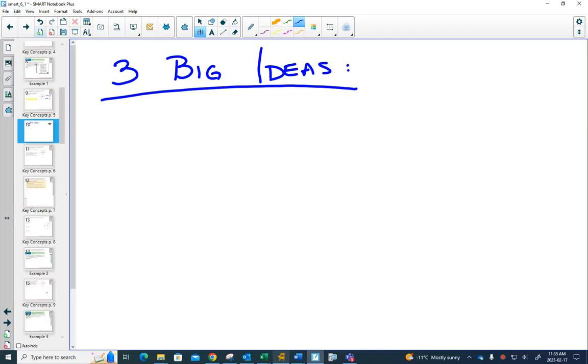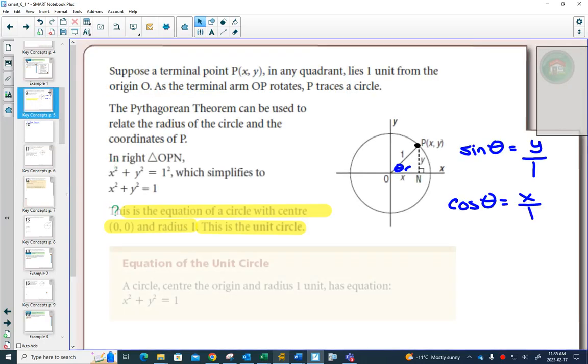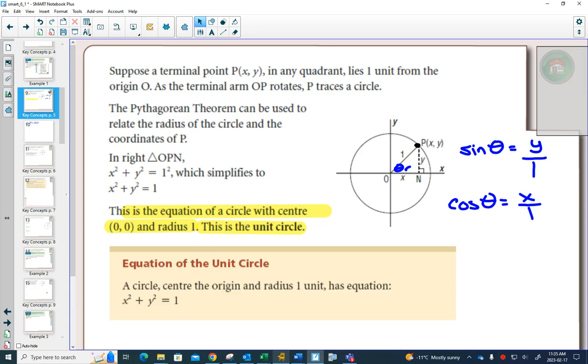Big idea number 1 is as follows. So I go back to this circle. If I draw that triangle, and sine of theta is y, and cos of theta is x, instead of writing my coordinates as (x, y), I can now write my coordinates as: the x coordinate is always cos of theta, and the y coordinate is always sine of theta. This is big idea number 1.